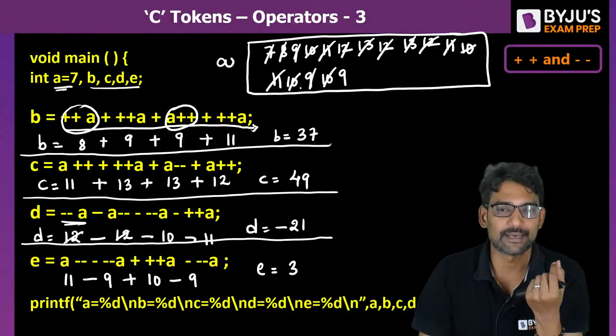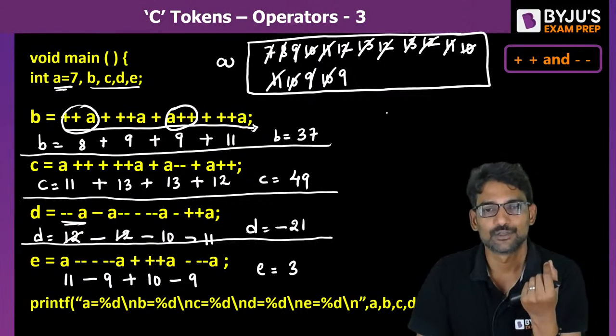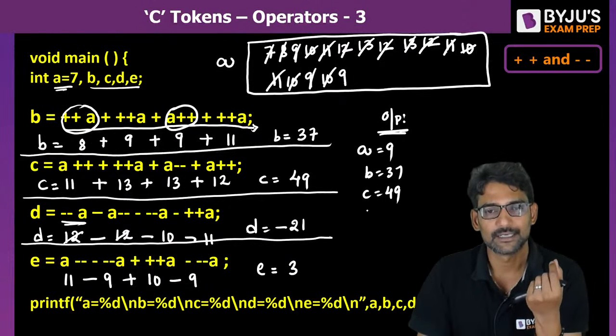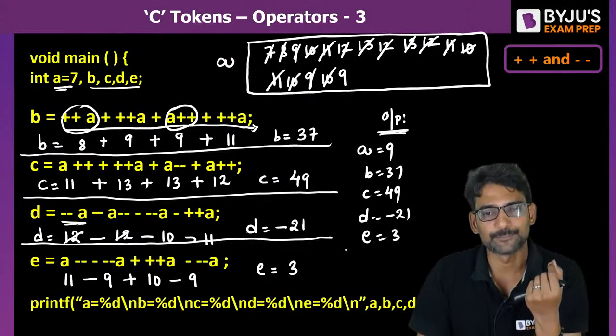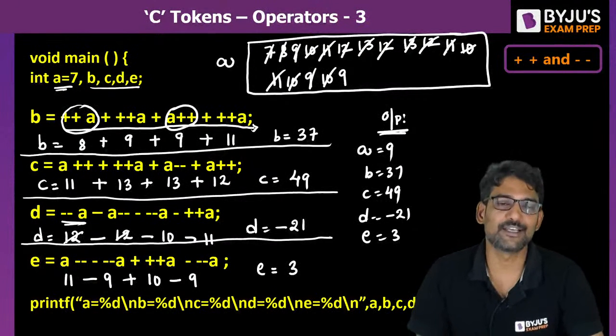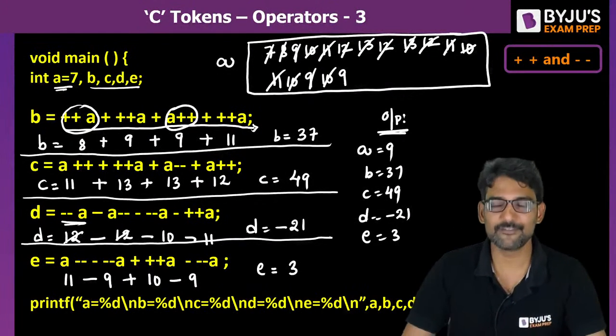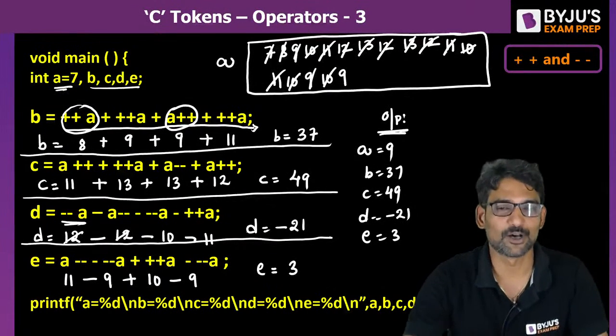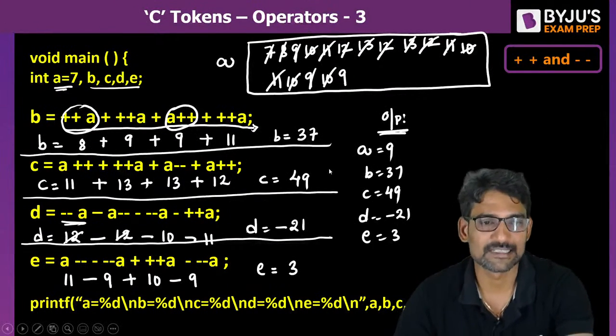And final A value is 9. So the expected output is A value 9, B value 37, C value 49, D value minus 21, E value 3. Now if we execute and see, we will definitely be surprised with one or the other value.